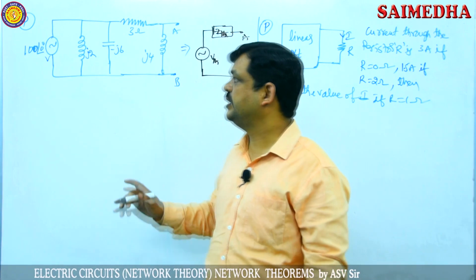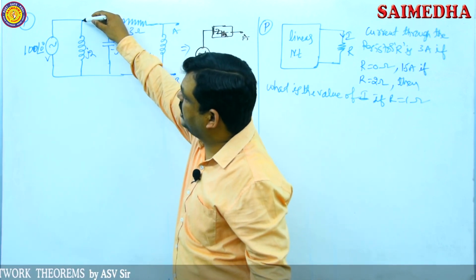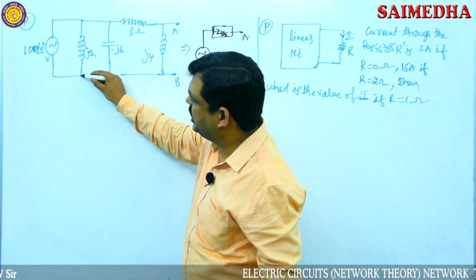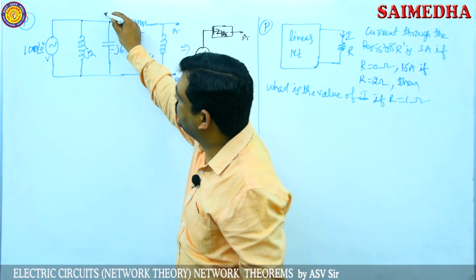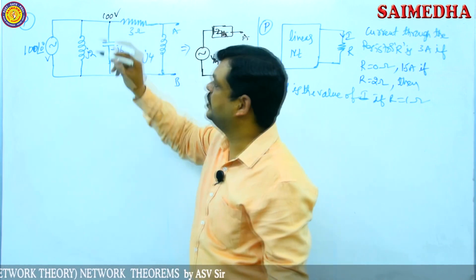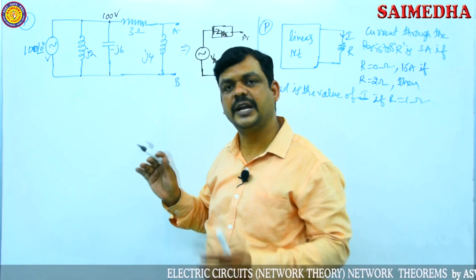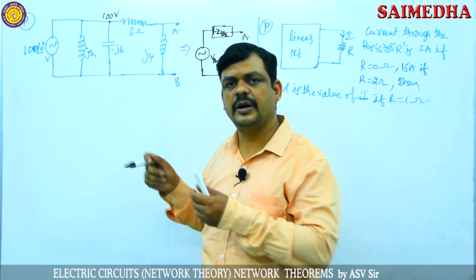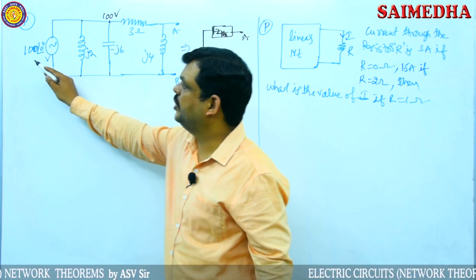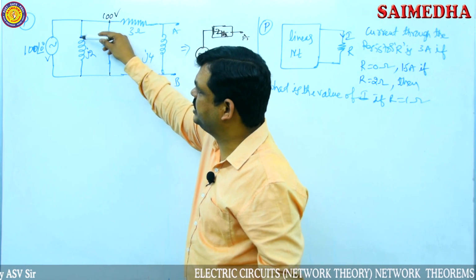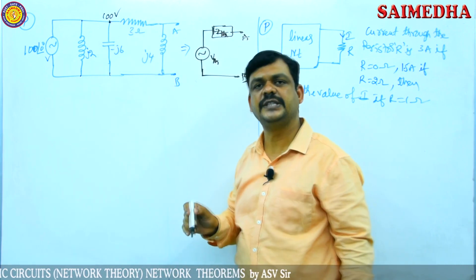To do that analysis, according to the given circuit, here I am taking the 100 volt voltage source. In parallel connections, the voltage value is the same. So the voltage across the inductor is 100 volts and the voltage across the capacitor is also 100 volts, because these two elements are connected in parallel combination. The potential difference across a parallel combination is always the same. So 100 volts is applied across the J2 and across the minus J6, and at this point the voltage is 100 volts.